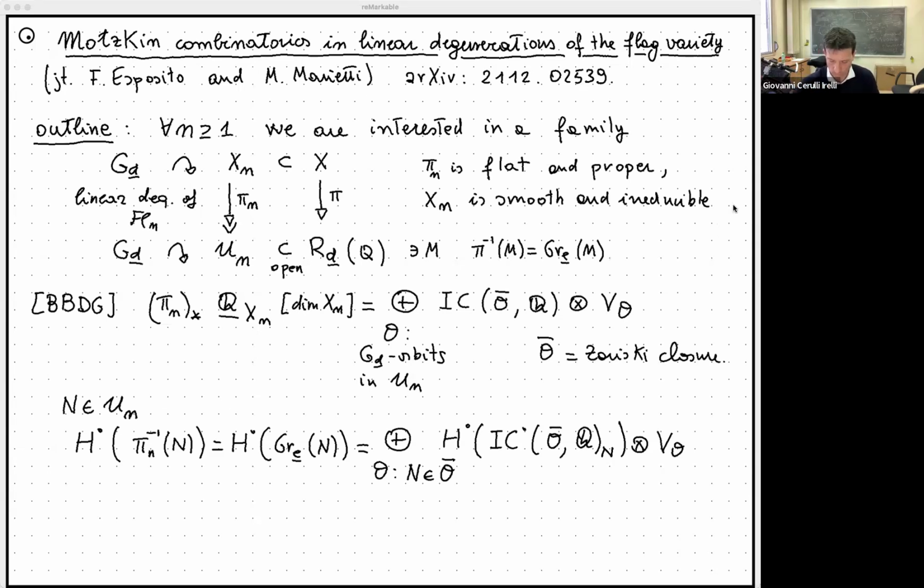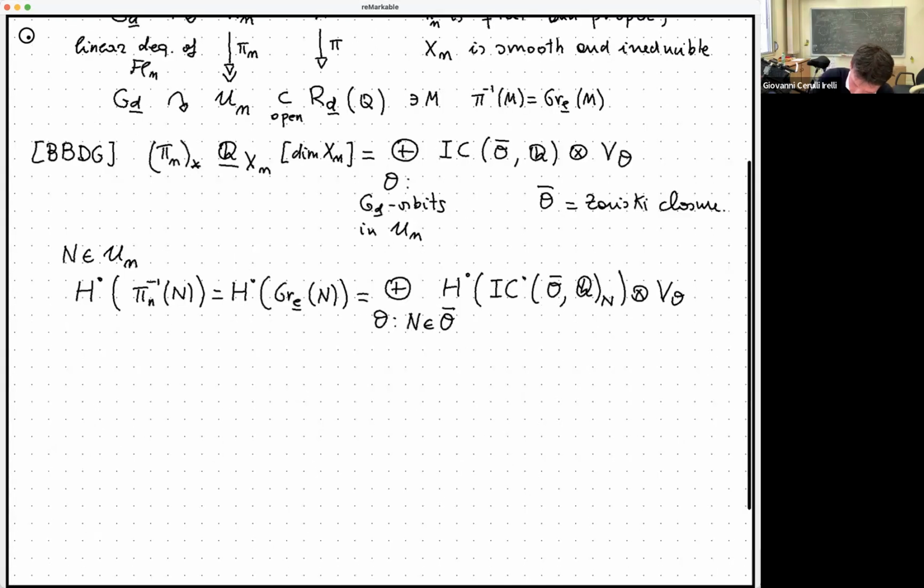I'm just considering the stalk of this sheaf at n and then taking the cohomology. And now suppose that n belongs to the orbit closure of some m.